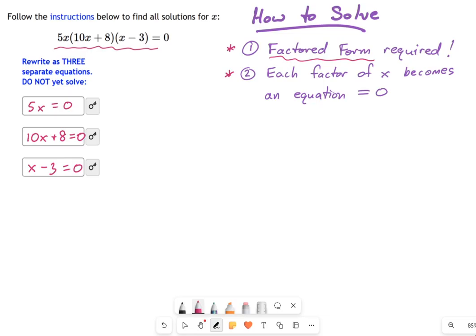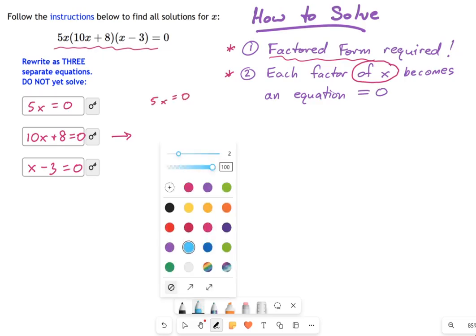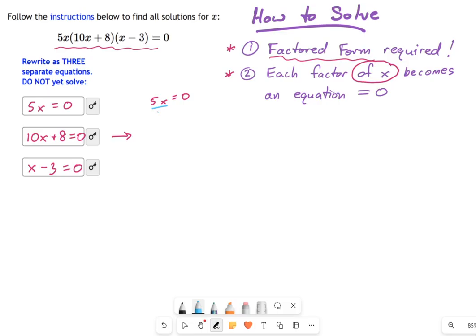Now, I'll come back to this later, but keep in mind that I'm saying each factor of x. If you don't see an x, don't make an equation out of it. So now let's just get to the solving part. This is actually pretty quick. When I see 5x equals 0, I just solve that like it's a linear equation, right? It's a lot simpler than what I started with.